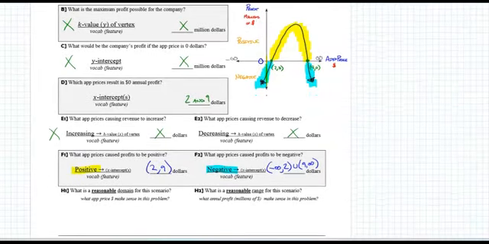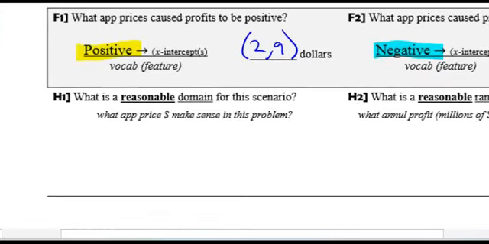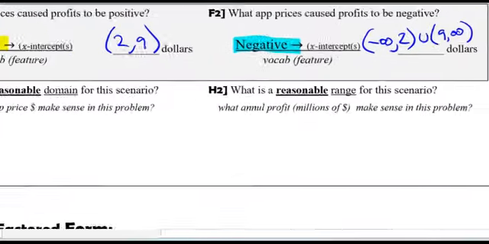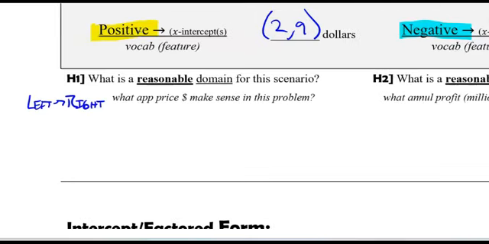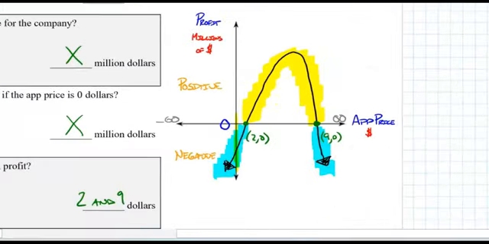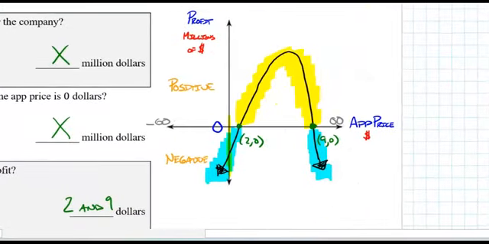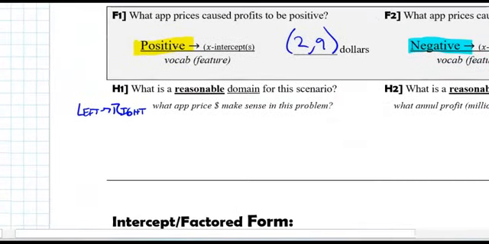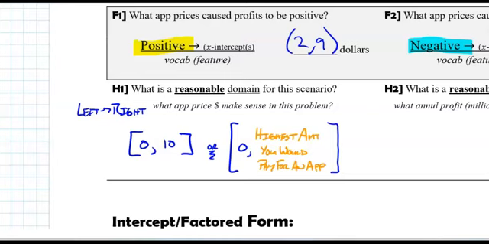All right. Lastly, we want to think about a reasonable domain for this scenario and a reasonable range for this scenario. Well, for a reasonable domain, we're thinking about what app prices make sense in this scenario. How far left to how far right makes sense in this particular scenario? Well, looking at our x-axis, it doesn't really make any sense to sell the app for anything less than $0. And infinity dollars seems a bit unreasonable as well. So in terms of a reasonable domain, maybe from $0 to $10, or really 0 to the highest amount that you would consider paying for an app.